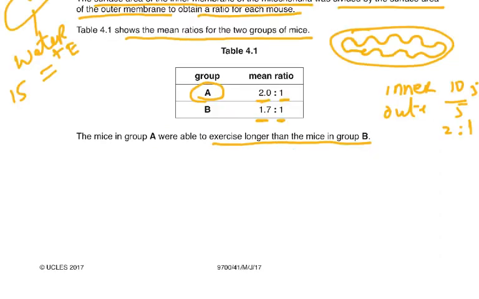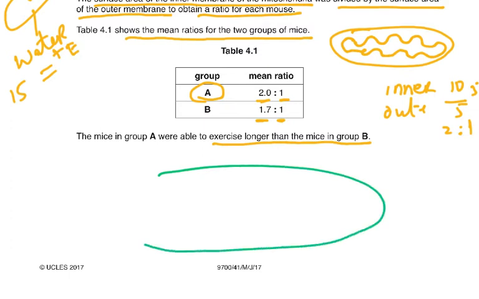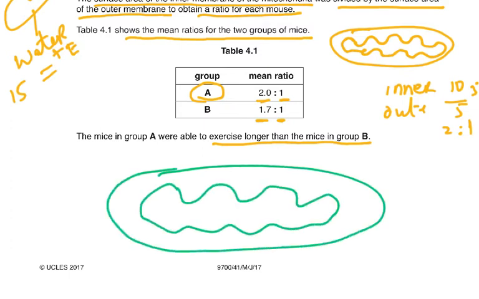So please understand the question: explain why group A were able to exercise for a longer time. Table 4.1 was this: A has an inner membrane with a larger surface area. So the inner membrane is 2.0 times, and this is say 1 time. Say this is 20 and that is 10 millimeter square surface area. So give yourself an example and try to understand the question.